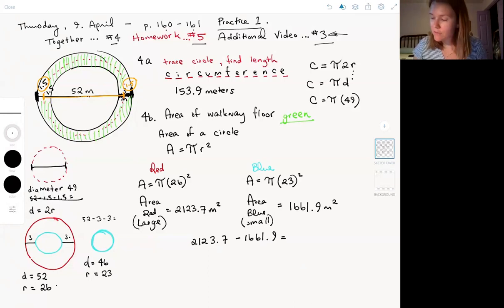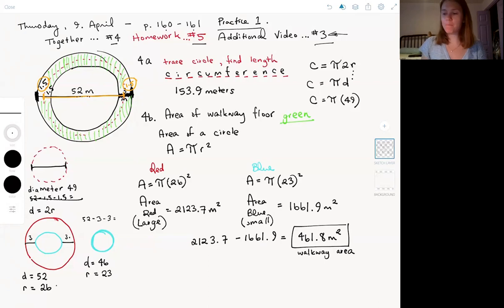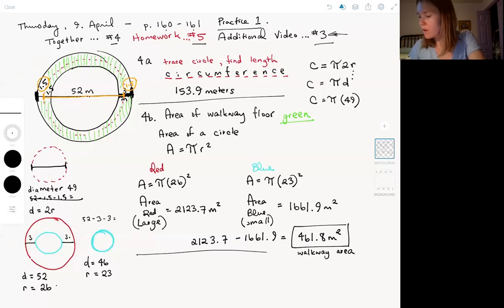And my difference is going to be 461.8 meters squared, okay? This is our walkway area, okay? Great. So I'm gonna divide this up so that way it's obvious where my work is. Let's go back to our book.